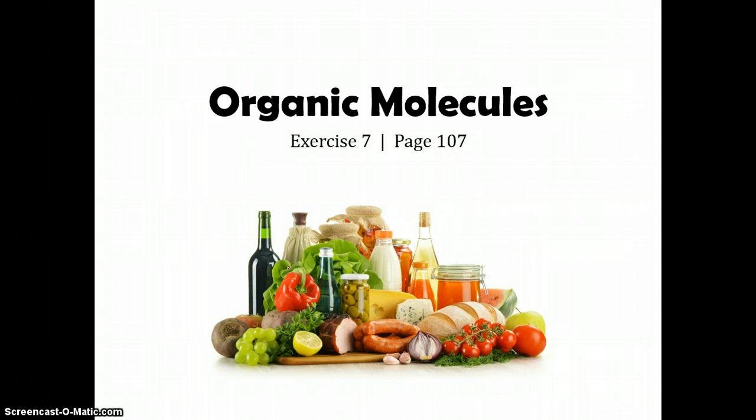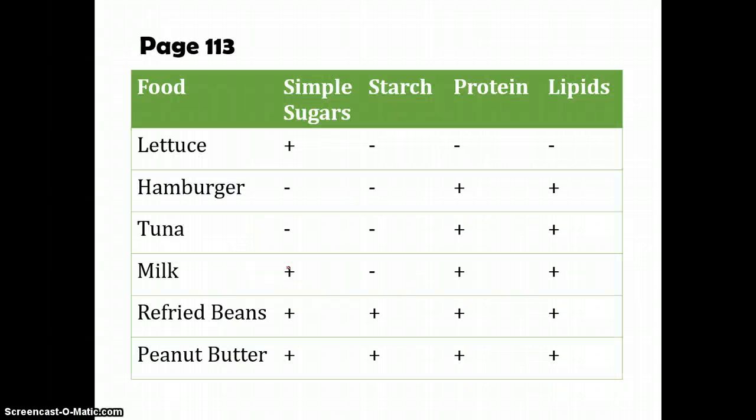So at this point, you should have already filled out your hypotheses. Now, since we're not in lab, you're not going to be able to actually test these, so I will give you those answers. If we were in class and you were doing these tests, here's how it would come out. This is the same table as on page 113, just completed.